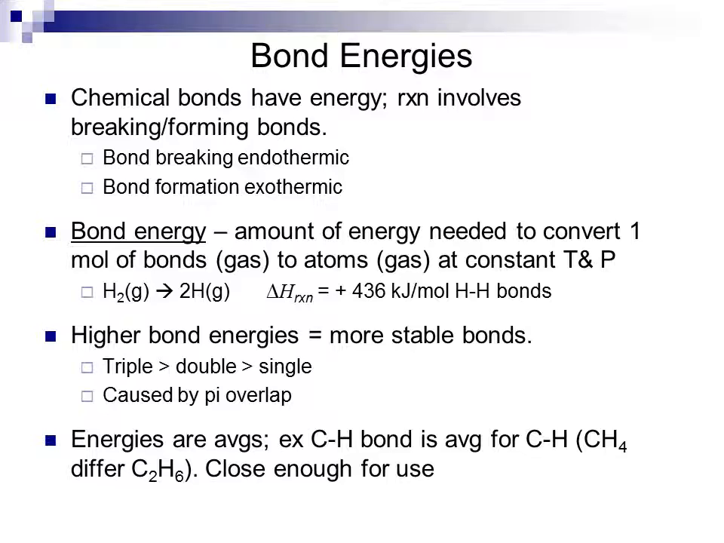For example, a carbon-hydrogen bond is going to be represented as the average for all carbon-hydrogen bonds. A CH4 carbon-hydrogen bond may be different from a C2H6 carbon-hydrogen bond. However, despite using the averages, they tend to be close enough to the actual value for us to use them relatively effectively.